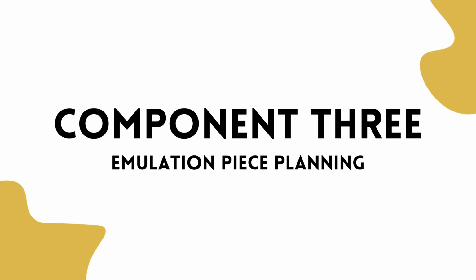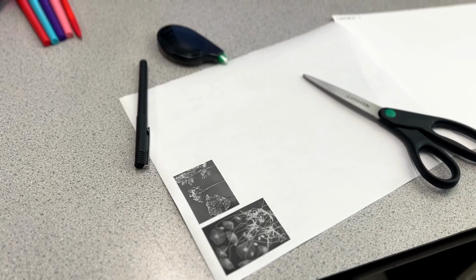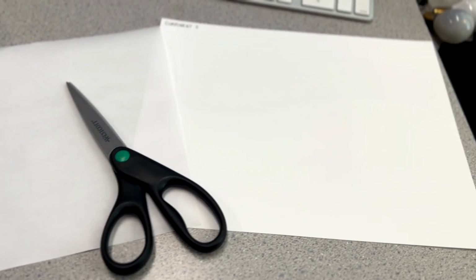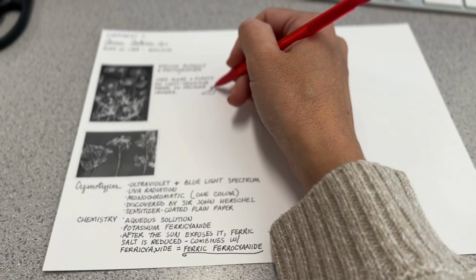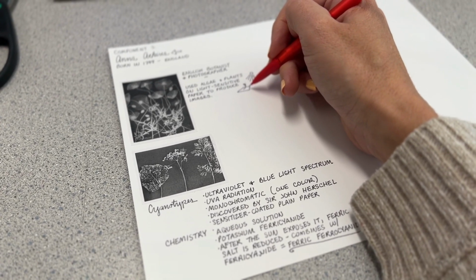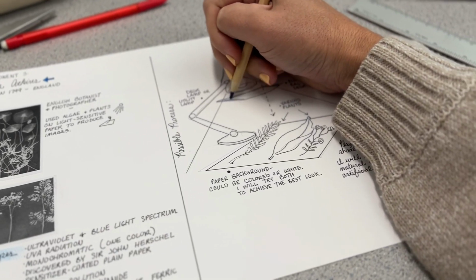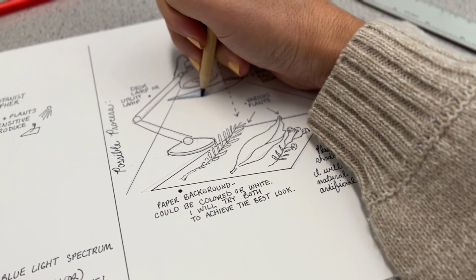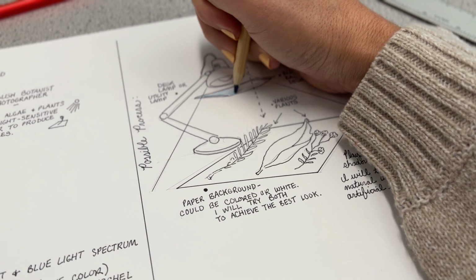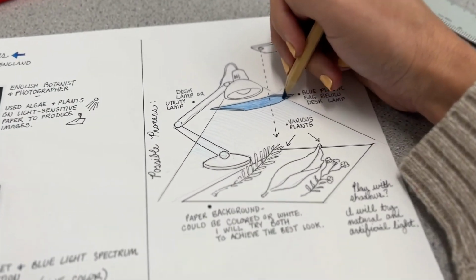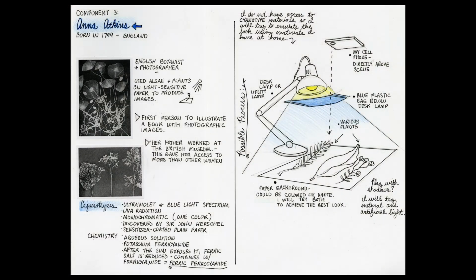Component number 3, emulation piece planning. Applicants will create a full page of planning for their emulation piece, which may include artist research, photographic technique research, influences, sketches of composition ideas, materials list, and a lighting setup. Using a sheet of 8.5 by 11 inch paper or similar, applicants will gather their information, plans, sketches, research, etc., and arrange it on the paper they choose. The planning page should be full, comprehensive, and very informative.